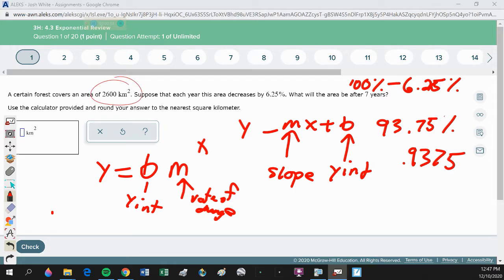So, let's plug this into our exponential formula. This is the y-intercept. Right now, the forest has 2,600 kilometers squared. And we are changing that by 0.9375 to the x. And this equation wants to know what happens 7 years from now. So we're going to plug 7 right there.